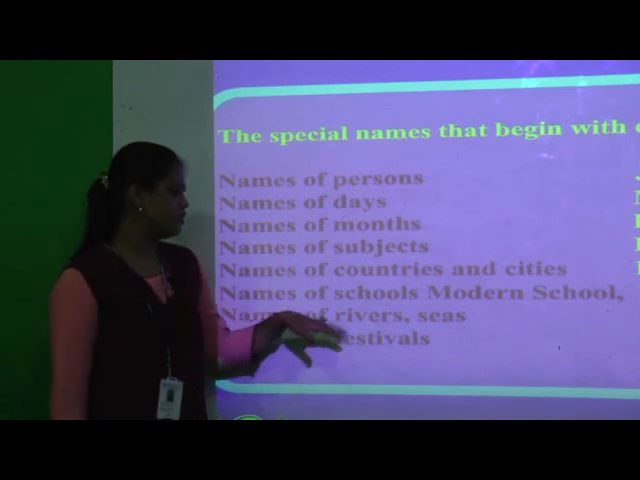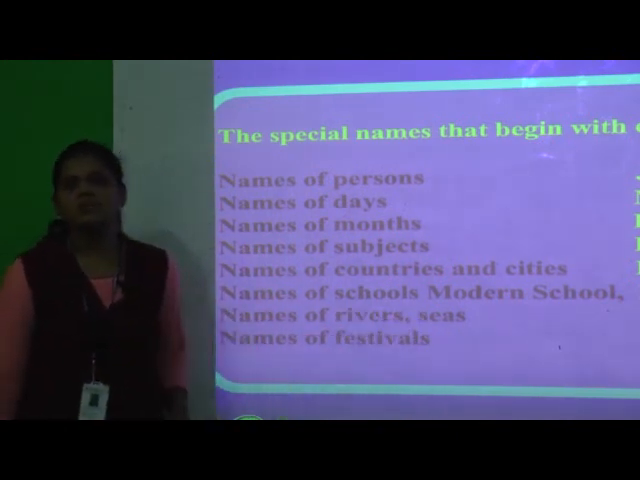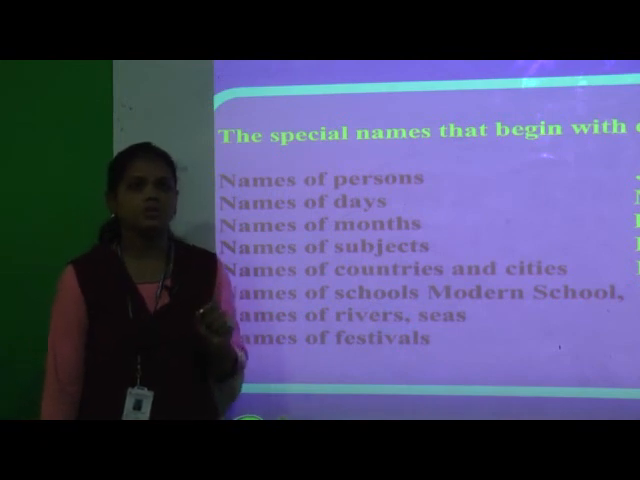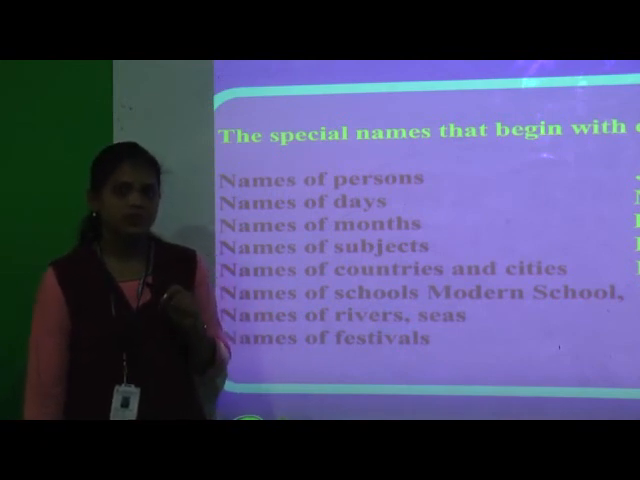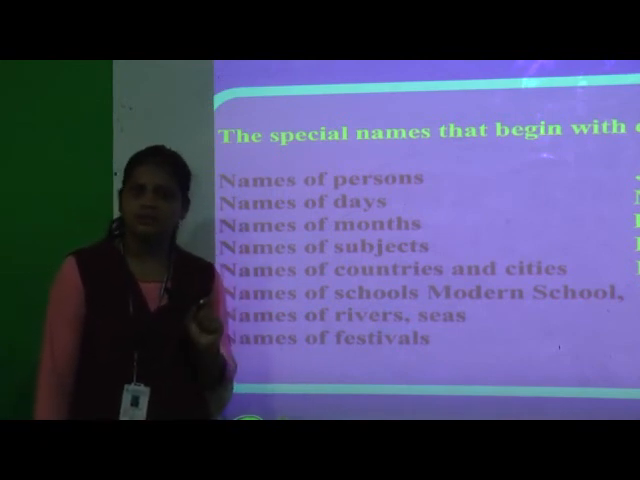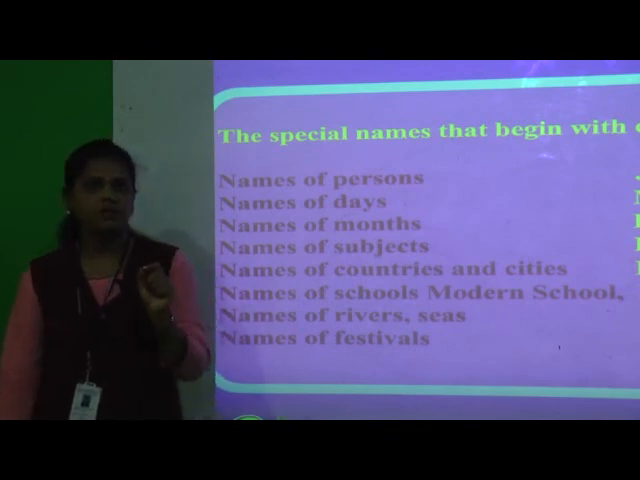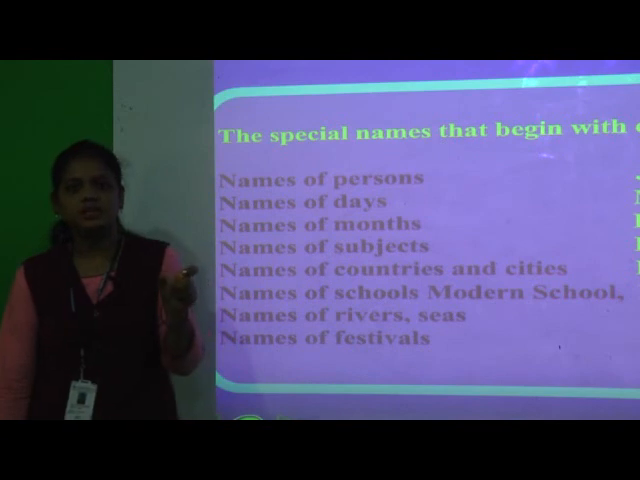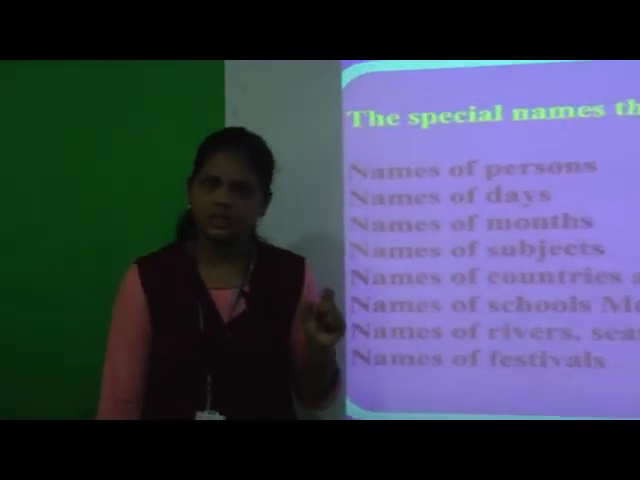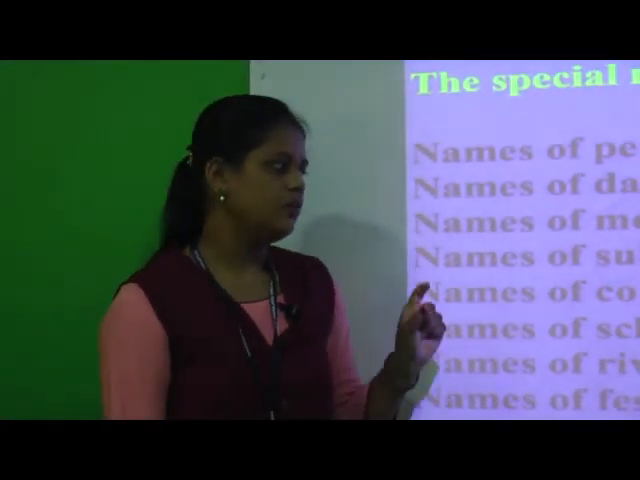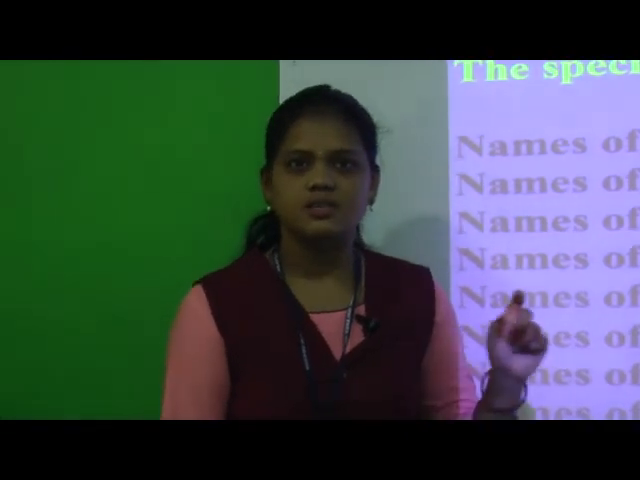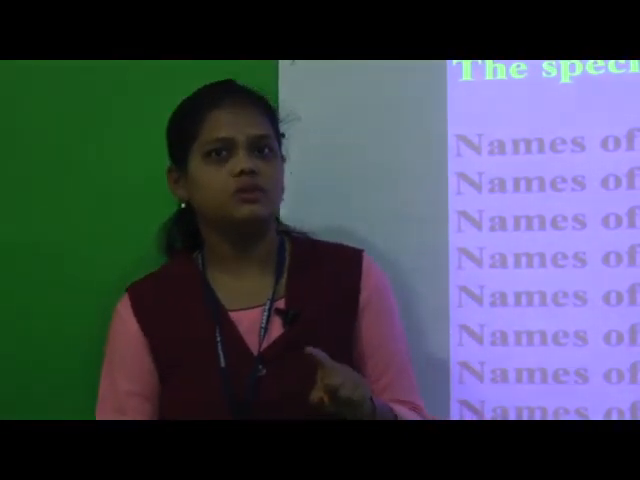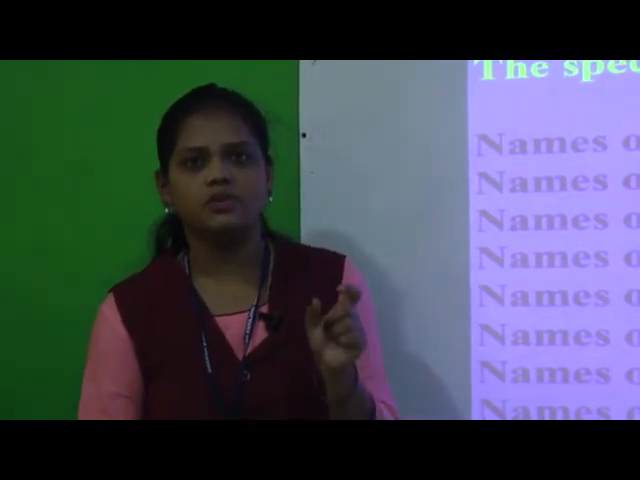Now names of rivers. Whenever you are going to write the names of rivers, suppose Ganga, Yamuna, Tapi, Godavari, these are the names of rivers, the first letter of that word we have to write in the capital letter. Now whenever you write the seas, suppose Red Sea, Arabian Sea, that time also we have to use the capital letter for the first letter.